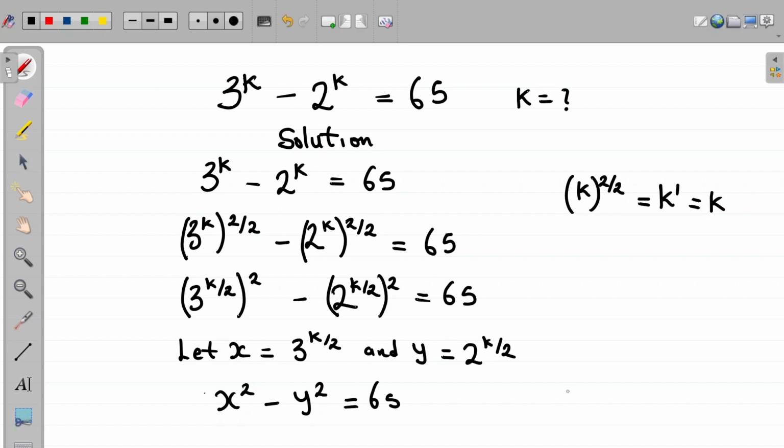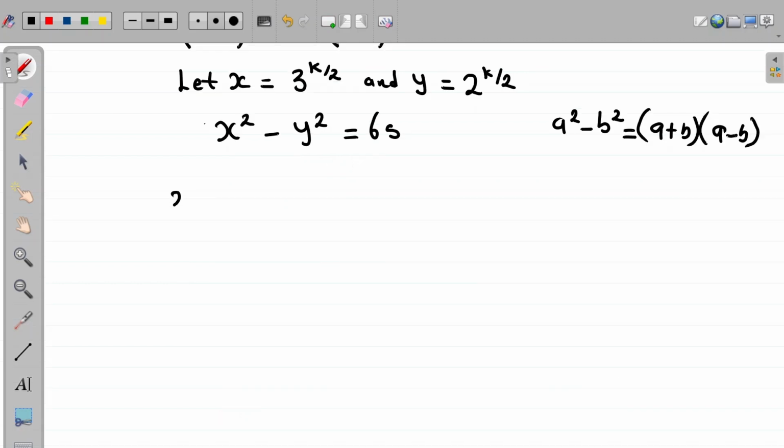And we know that a squared minus b squared is known as difference of two squares, and this gives us a plus b, a minus b. So our equation becomes x plus y and x minus y equal to 13 times 5. This is because 13 times 5 is equal to 65.